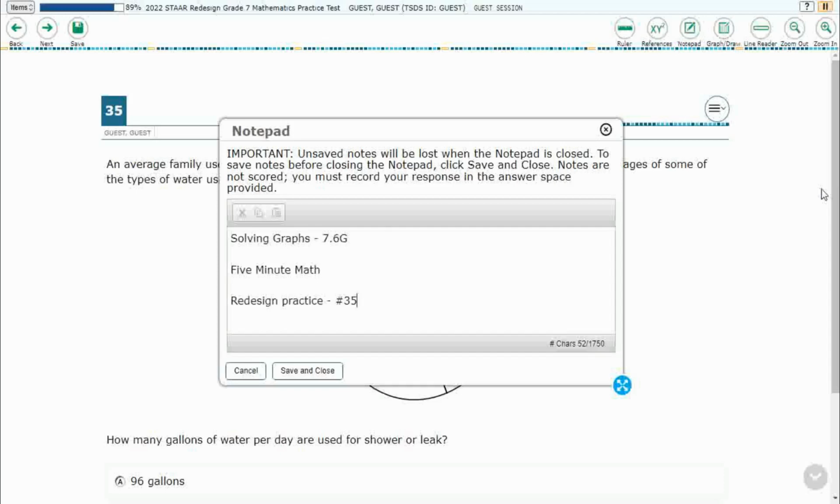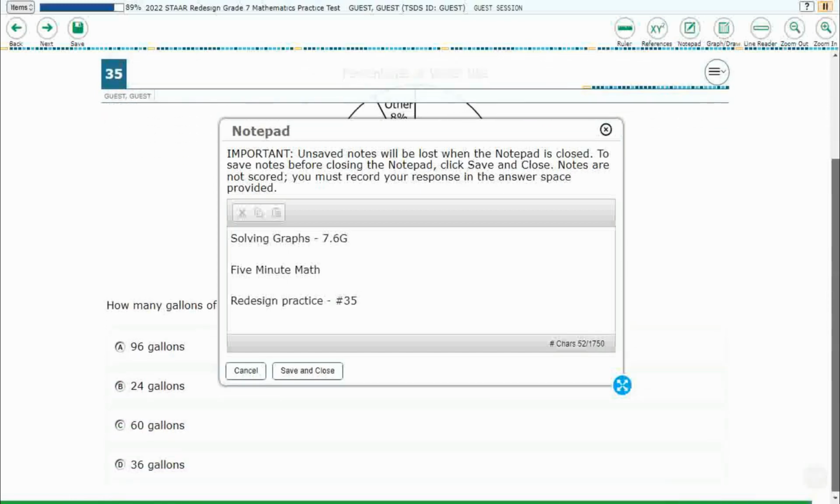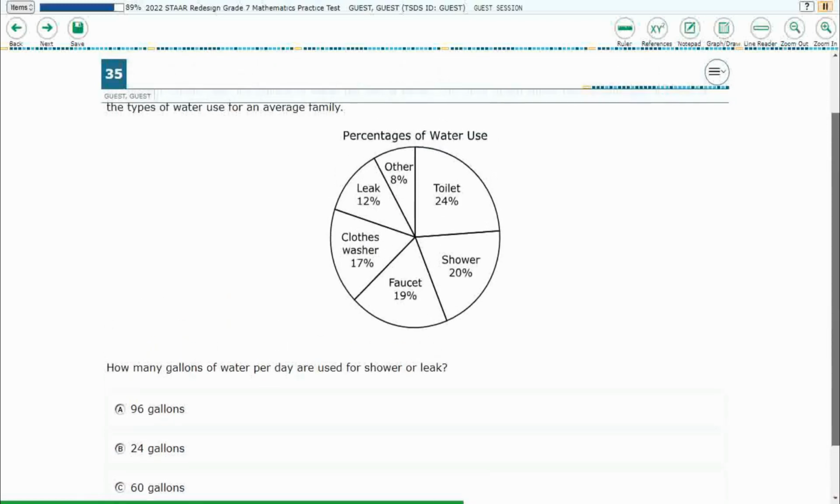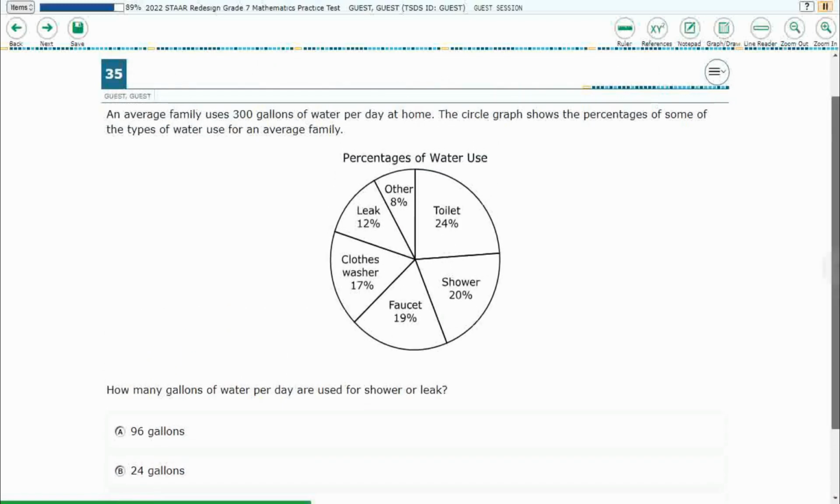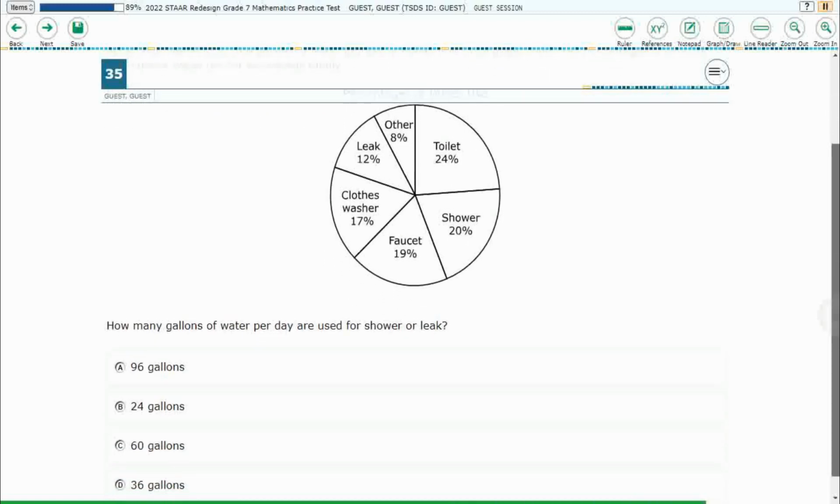Today we are looking at the 7th grade concept of solving graphs. This is standard 7.6G in the great state of Texas, and we are using item number 35 off the Redesign Practice Online STAAR test. If you haven't done so already, please go ahead and take a moment to pause the video, work this problem out on your own, unpause it, and we will look at our answers together.